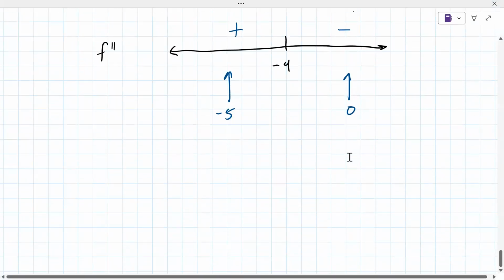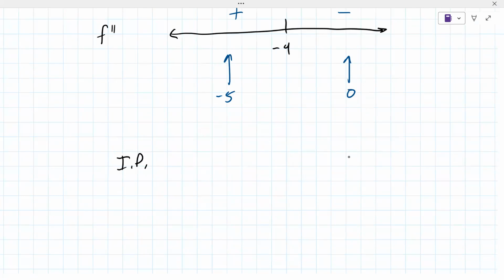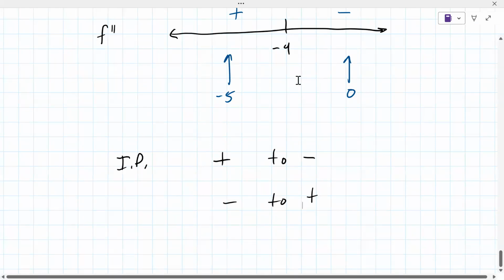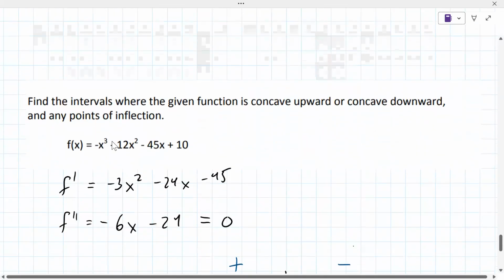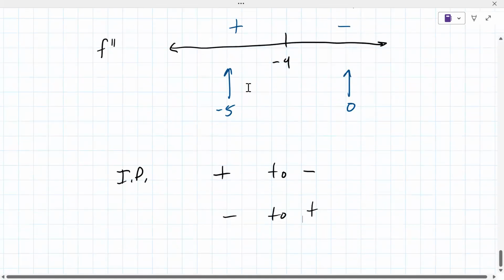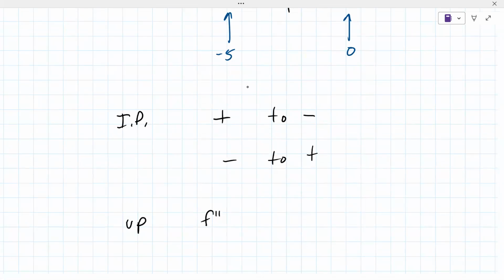Now, the only time you get an inflection point, an IP, if you will, is when you go from plus to minus or minus to plus. That you're guaranteed. You don't have to do anything else. Now, sometimes they want to know the coordinate of the inflection point, and you're going to have to put that -4 back into the original. There are more definitions. It's concave up when the second derivative is greater than 0. It's concave down when the second derivative is less than 0. Those are things you just have to know.